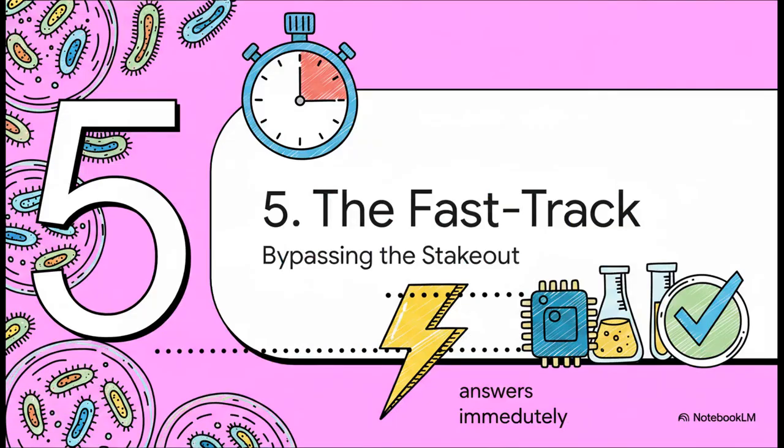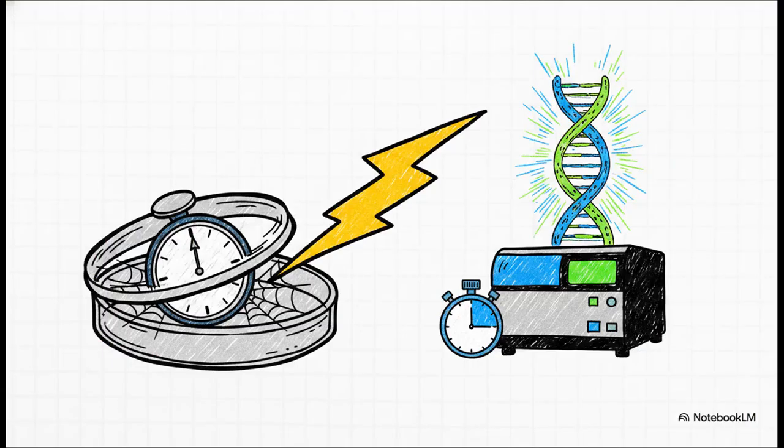Which brings us to our final phase, Part 5, the fast track. Because honestly, the traditional algorithm works brilliantly, but it takes days. What if we could bypass that slow stakeout entirely? Enter the molecular revolution. Advanced rapid diagnostics are totally rewiring our standard lab playbook.